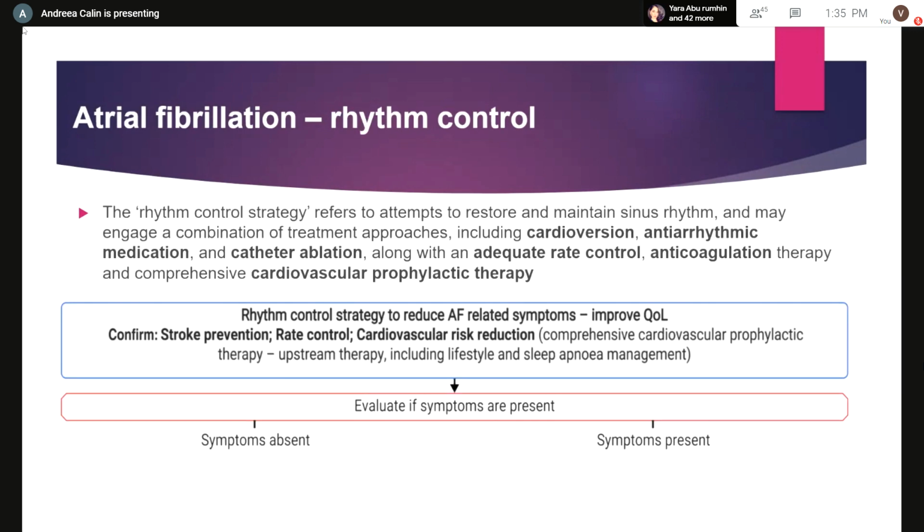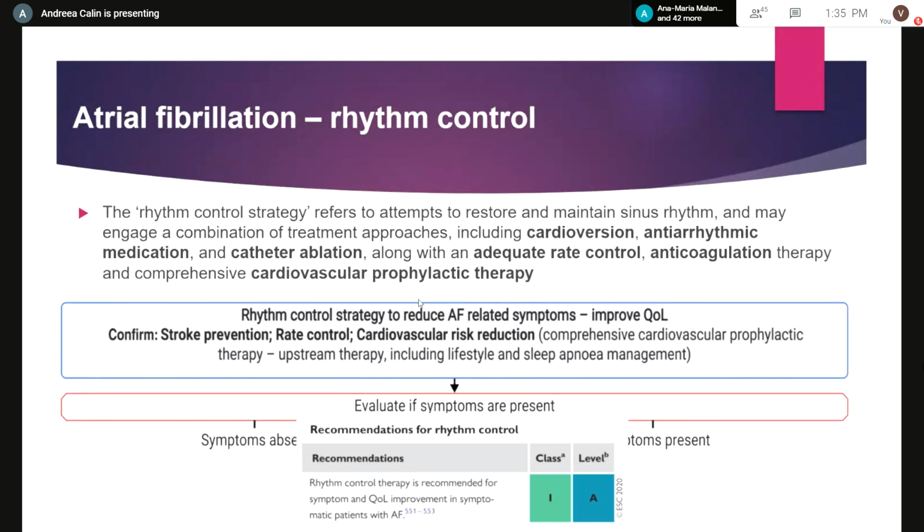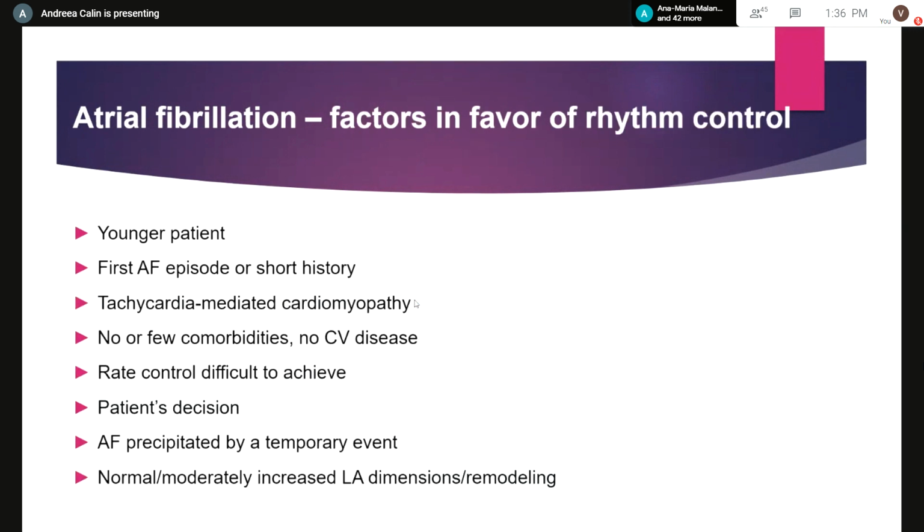Rhythm control refers to the attempt that we make to restore and maintain sinus rhythm and may engage a combination of treatment approaches such as cardioversion, either electrical or pharmacological, antiarrhythmic medication, and catheter ablation that are performed along with adequate rate control, anticoagulation, and cardiovascular prophylactic therapy. So, if symptoms are present in patients with atrial fibrillation, and the patient and the doctor choose a rhythm control strategy, then this is done to improve the quality of life in these patients.